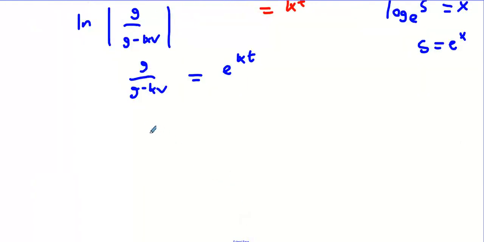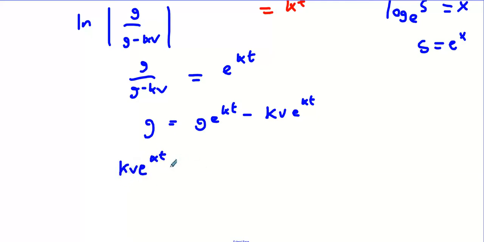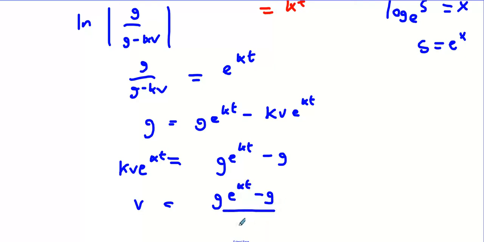Nearly in business now. Then we're going to get g equals g e to the kt minus kv e to the kt, multiplying this out. Now I'm going to bring the kv term to the left, so it's going to be kv e to the power kt equals g e to the power kt minus g. Going to isolate out the v there, so it's going to be v equals g e to the kt minus g all over k e to the kt.